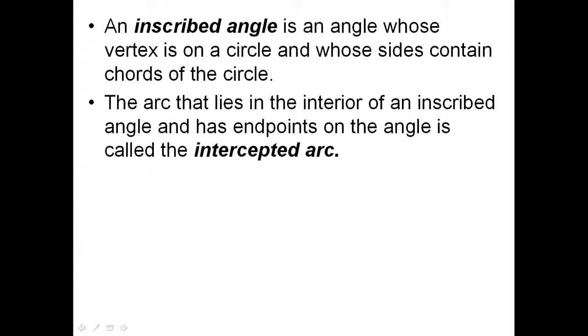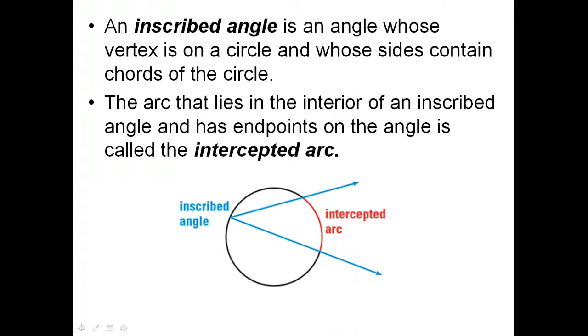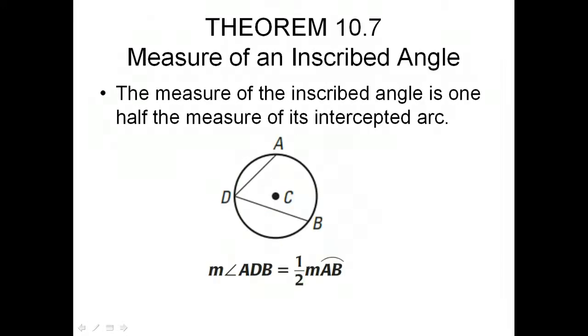The arc that lies in the interior of an inscribed angle and has endpoints on the angle is called the intercepted arc. So in this case, I have the inscribed angle and its corresponding intercepted arc. The measure of an inscribed angle is always half the measure of its intercepted arc. So the measure of the angle is half the arc, or the arc is twice the angle, whichever way you look at it.